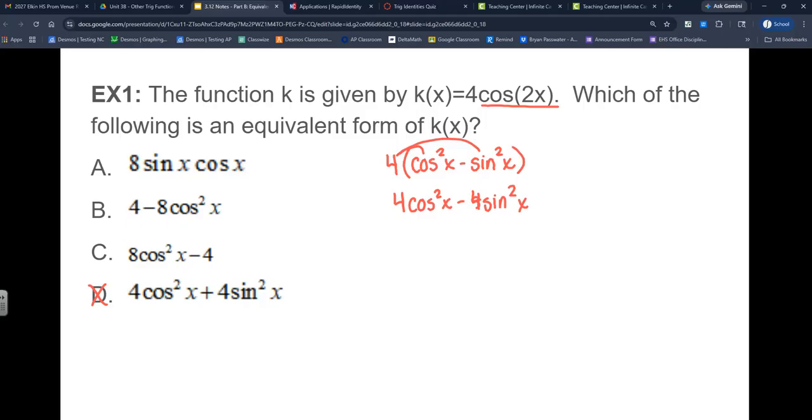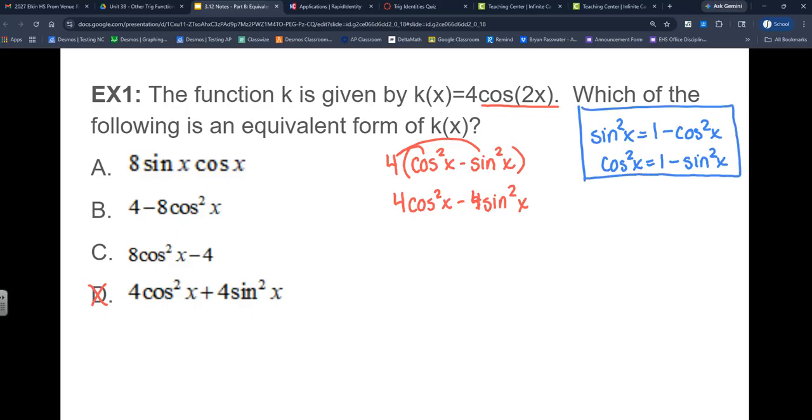When I look at B and C, I notice that there's only cosine, right? No sines. So, one of those strategies that we've been using on our other problems is that sine squared x equals 1 minus cosine squared x, or that cosine squared x equals 1 minus sine squared x. These are just variations of the Pythagorean identity that we have. So I can change everything to sines or everything to cosines here if I want. I would go with cosines, because answer choices B and C have cosines, right?